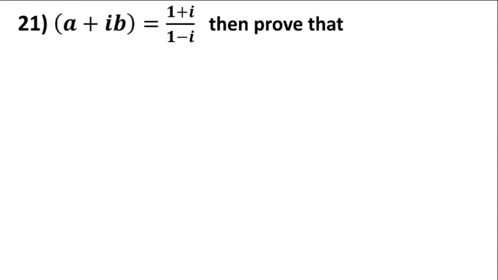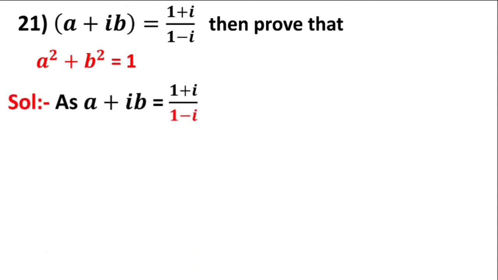Now question number 21: if a plus i b is equal to (1 plus i) upon (1 minus i), then prove that a square plus b square is equal to 1. Solution: it is given that a plus i b is equal to (1 plus i) upon (1 minus i).